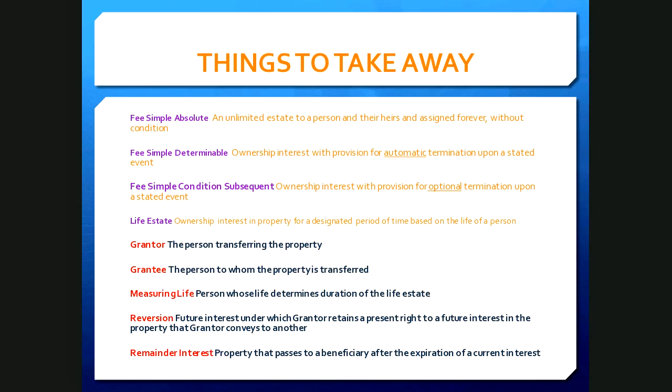All right, so the things to take away are the estates in land: fee simple absolute, fee simple determinable, fee simple condition subsequent, and life estate. And again, know grantor and grantee. Those are very important. You need to know them throughout this course and your career as a paralegal. And then the other terms: measuring life, reversion, remainder interest. This concludes our materials on Chapter 1.